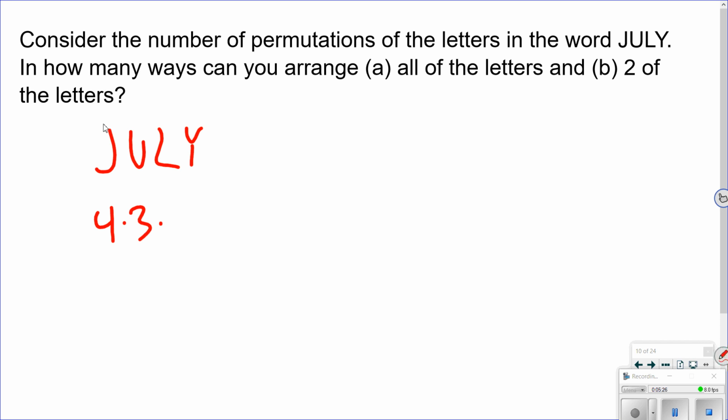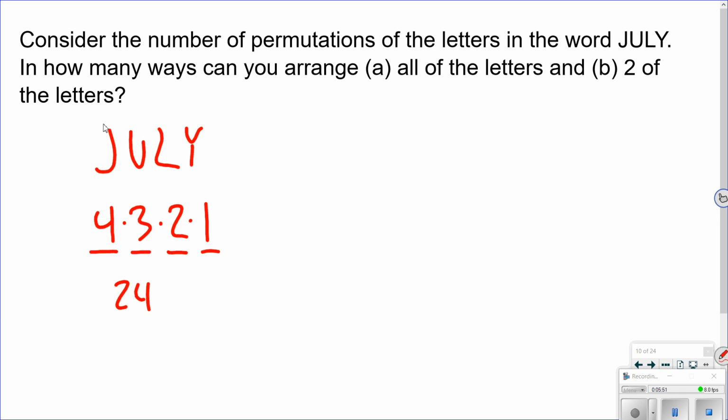When I go to pull out the third one, I would only have 2 to choose from. When I go to pull out the last one, I'd have 1 to choose from. So if I use the fundamental counting principle, I have 4 choices on the first event, 3 on the second, 2 on the third, and 1 on the last one. So if I times all those together, I end up with 24. So there's a total of 24 different ways you could arrange the letters in July.